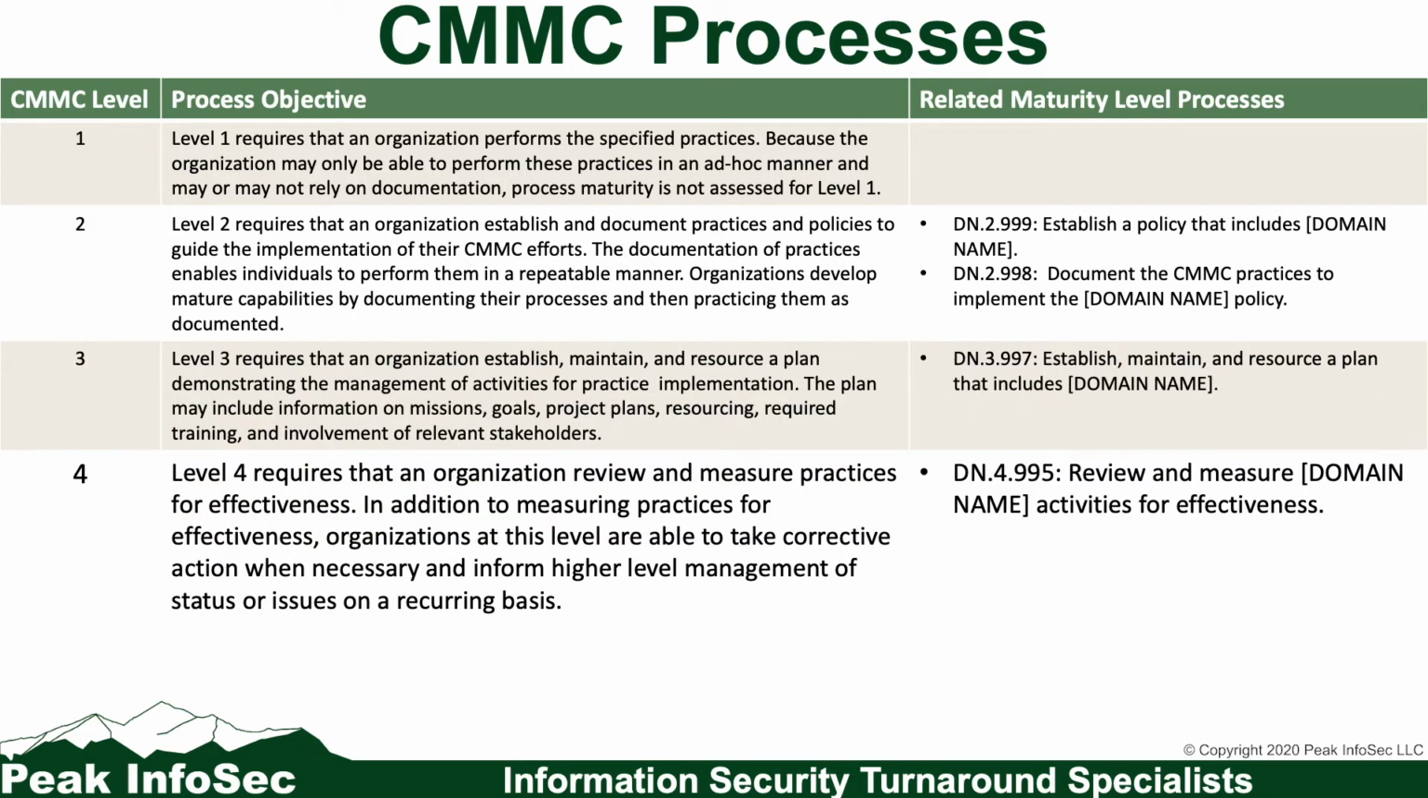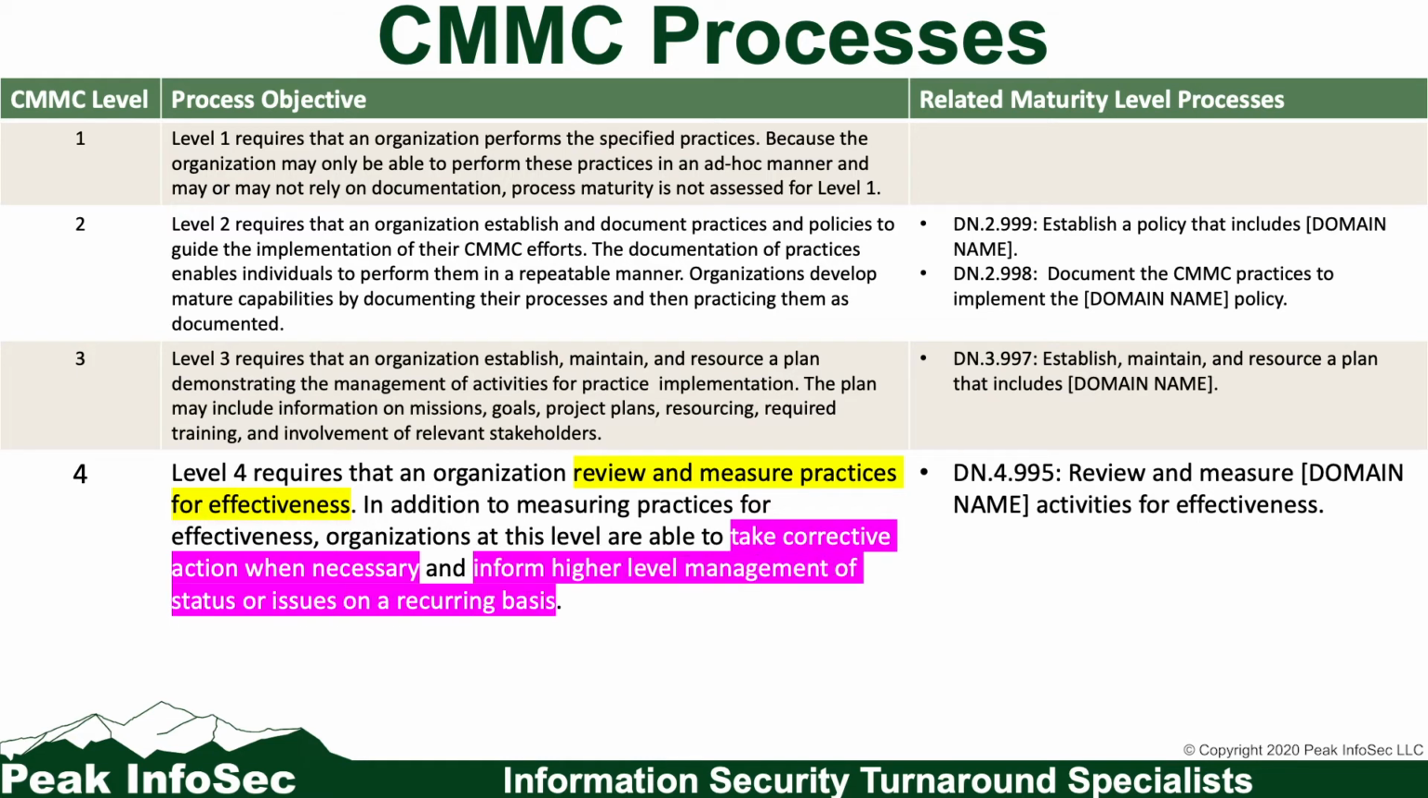Level 4 is now going to require you to review and measure practices for effectiveness. Key performance indicators, key performance measures, expected results, capabilities, capacity planning, all those things are things that you're going to have to measure. Likewise, they're going to be looking for you to take corrective action when necessary. That means setting up thresholds for when something needs to be evaluated and corrected.